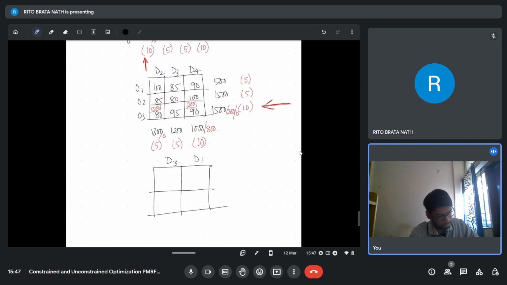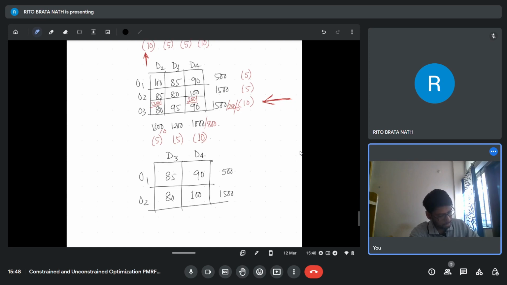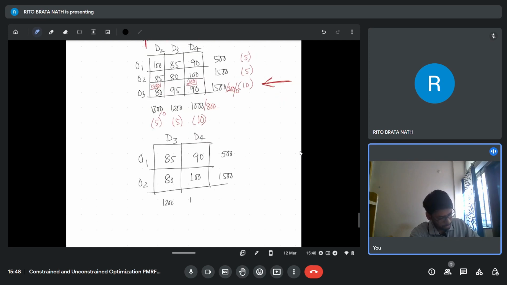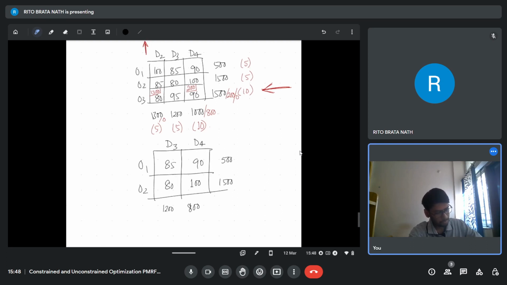So this is D3, this is D4, this is O1, this is O2. So this problem is kind of tricky because of, as I mentioned, the options. So this is 500, 1500, this is 1200 and 800. Okay, so now let me follow the same step. So this is 5, this is 20, this is 5, this is 10.